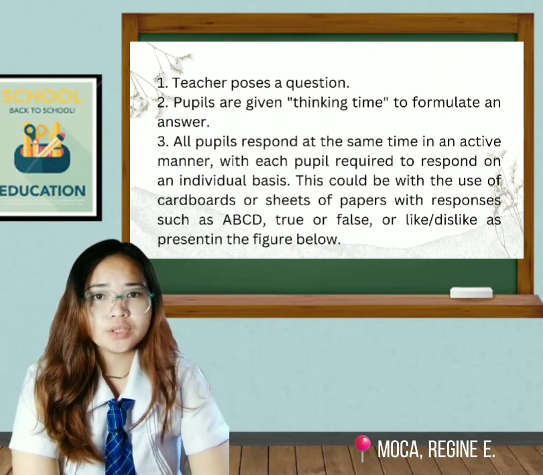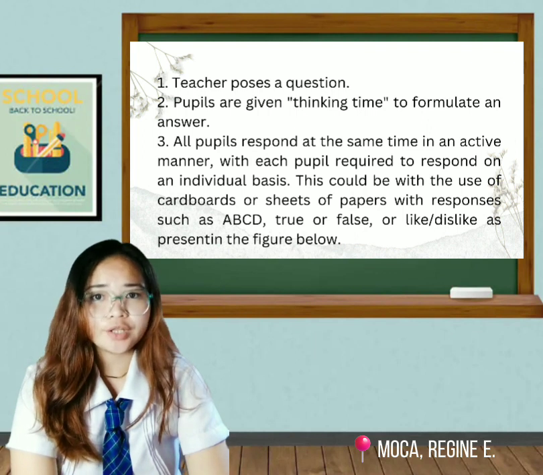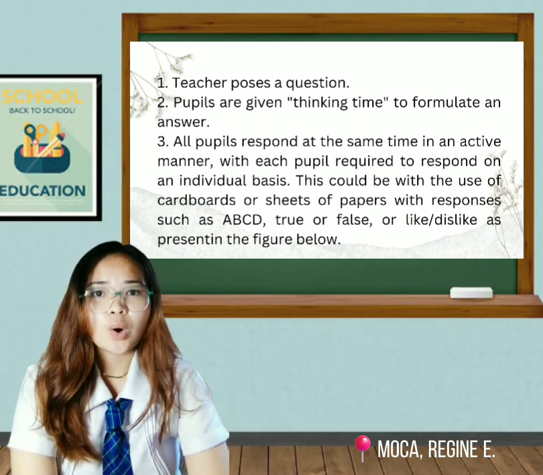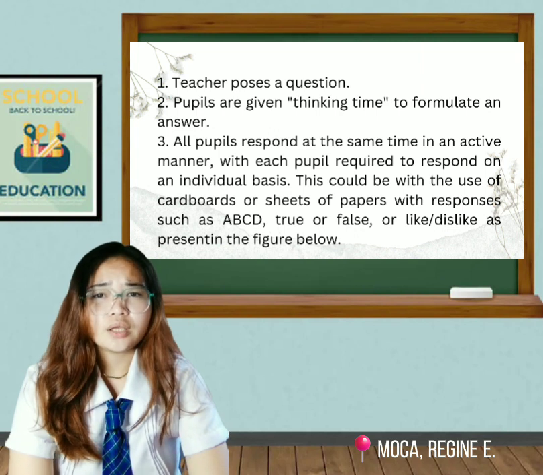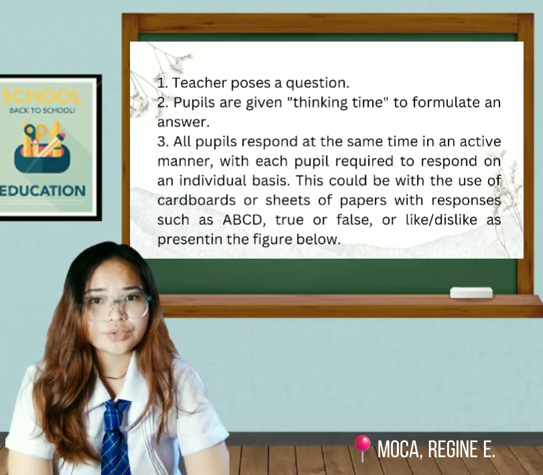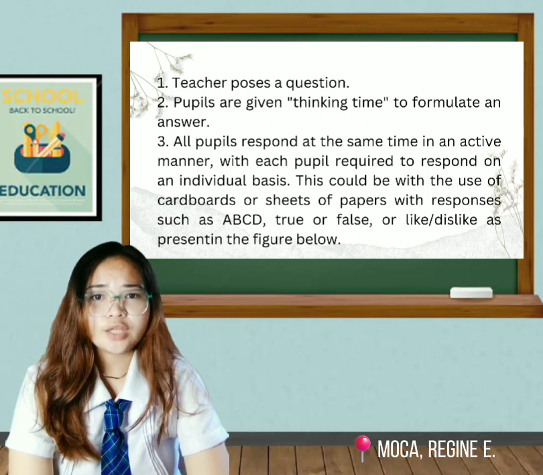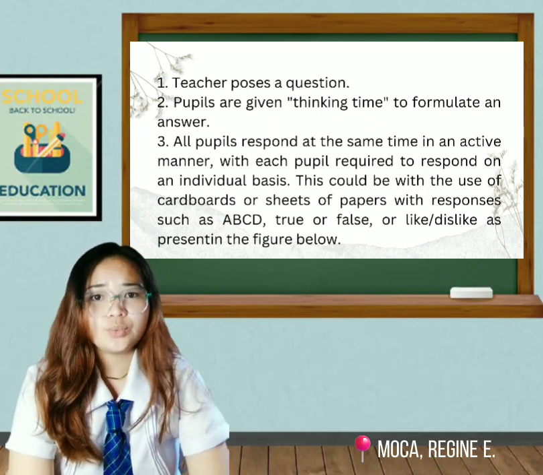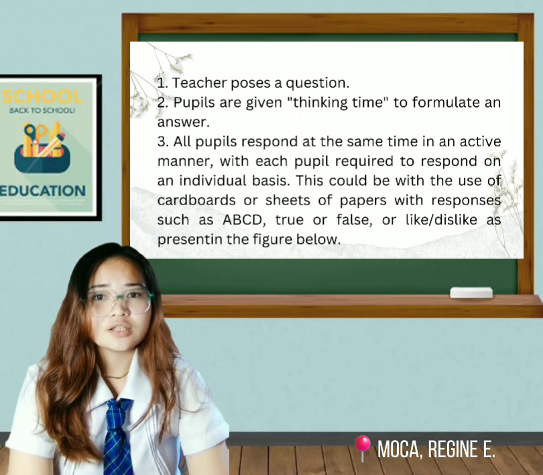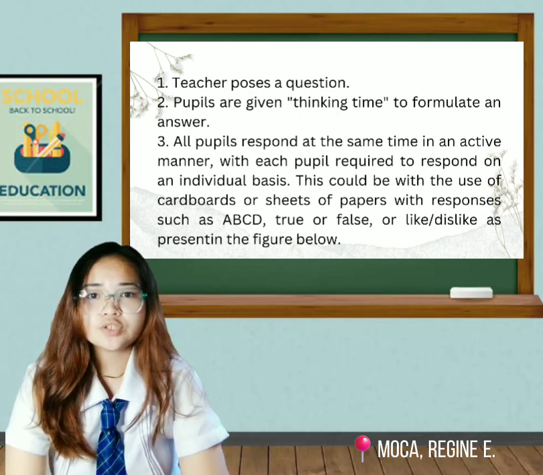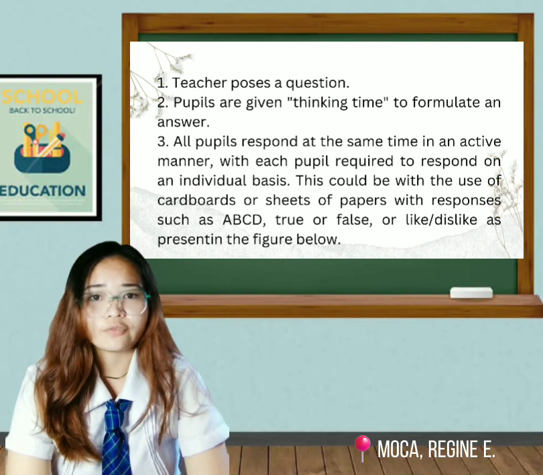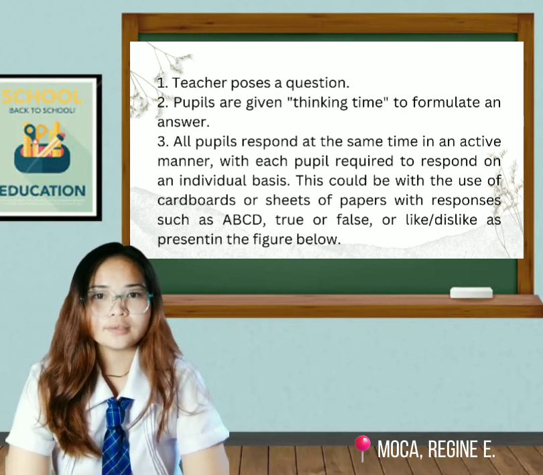Number 3, all pupils respond at the same time in an active manner, with each pupil required to respond on an individual basis. This could be with the use of cardboards or sheets of paper with responses such as A, B, C, D, true or false, or like or dislike. These students are required to respond to questions or tasks in a timely and appropriate manner. This could be done through the use of physical objects, such as the cardboards or the sheets of paper with responses such as A, B, C, D, true or false, or like or dislike.